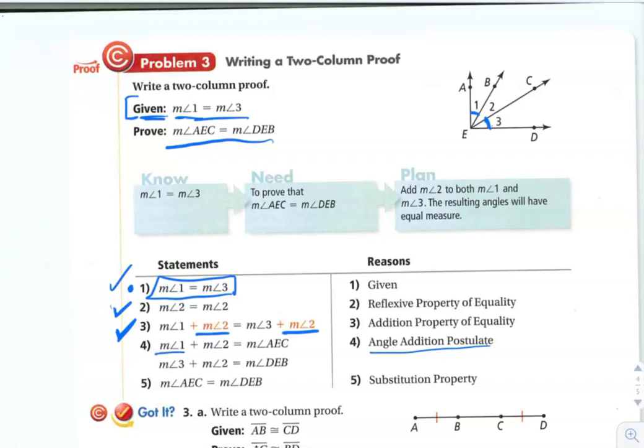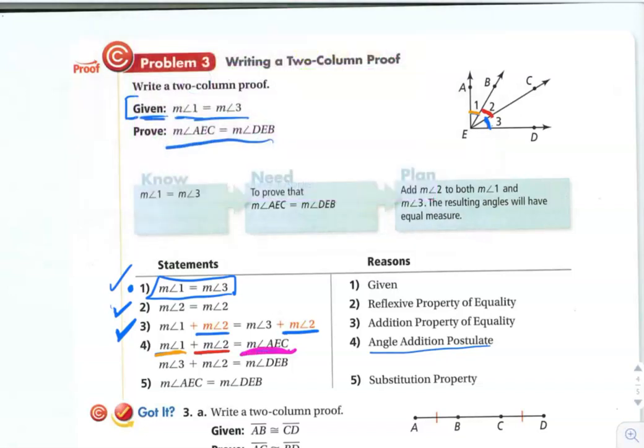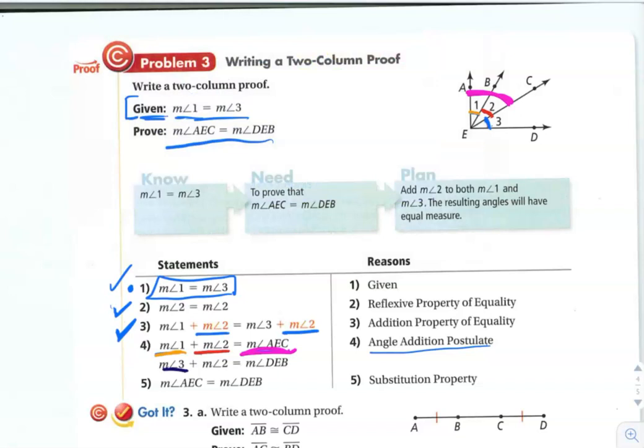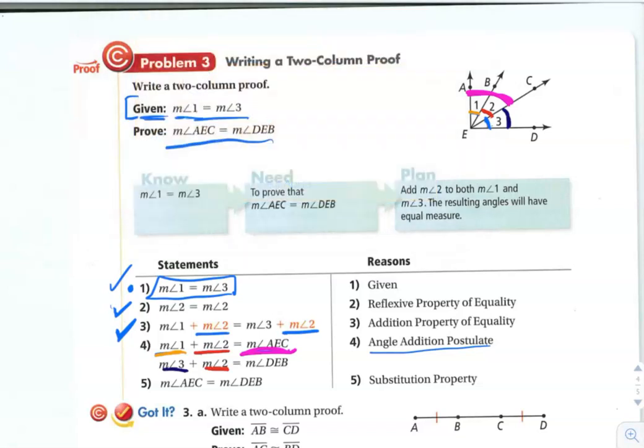So, the measure of angle 1 plus the measure of angle 2 equals the measure of angle AEC. I'll highlight that for you guys, so you can see the measure of angle 1 plus the measure of angle 2 is both angles combined. And then they're making the other statement that the measure of angle 3 plus the measure of angle 2, which I'll just underline in red still, equals the measure of angle DEB.